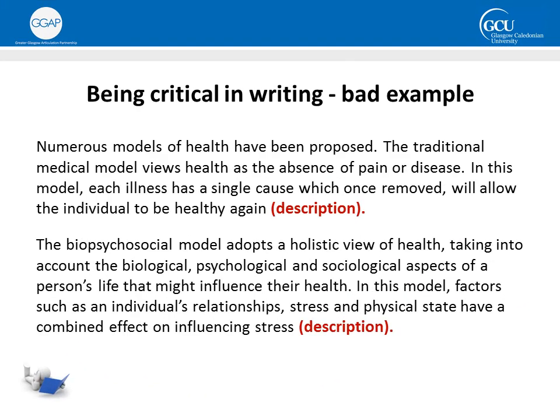In this slide, the writer is writing about two different models of health. This is a bad example of critical writing because the writer has failed to go beyond simple description. There are no comparisons drawn, no considerations of the strengths and weaknesses of the models, and no evidence mentioned. In essence, although it might be quite a well-written paragraph or two, this example is just a simple description of the two different models. Pause the video while you read through the example, and then we'll look at a more critical example.